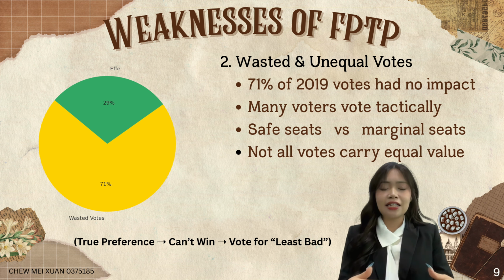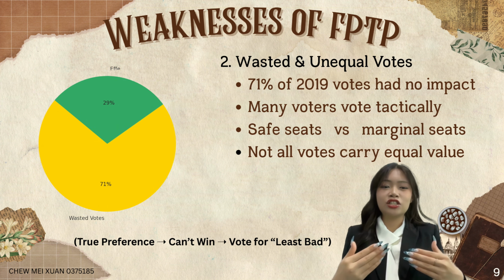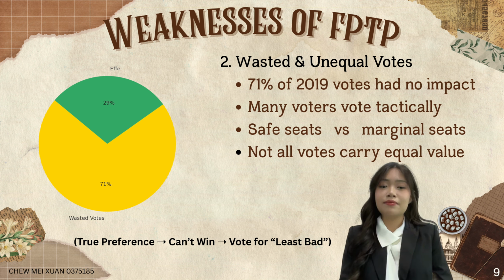Knowing their vote is unlikely to matter, many are forced into tactical voting instead of voting for the candidate or party that truly represents their beliefs. They vote for the least bad option who has a realistic chance of winning. This fundamentally undermines the democratic principle of expressing a genuine preference and gives a distorted mandate to the winning government.